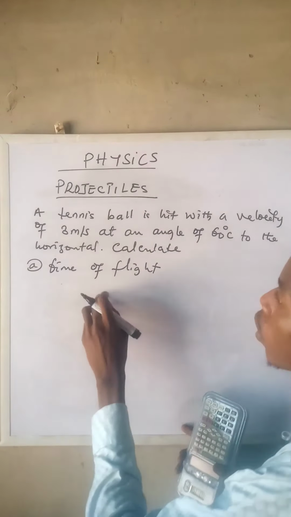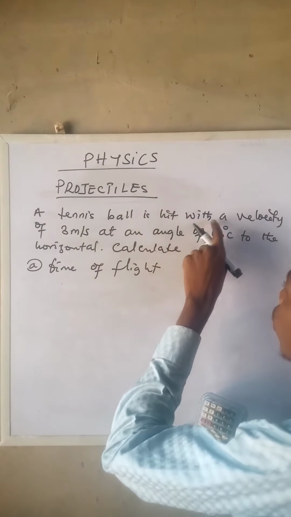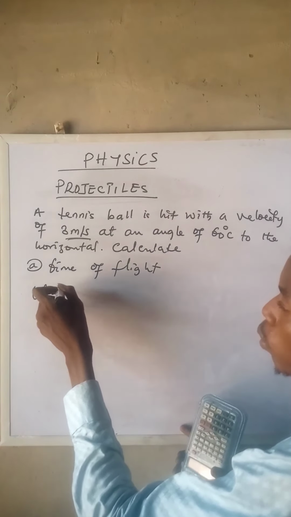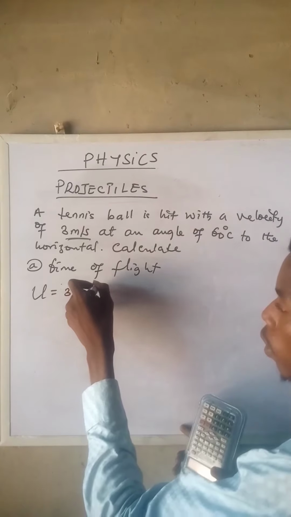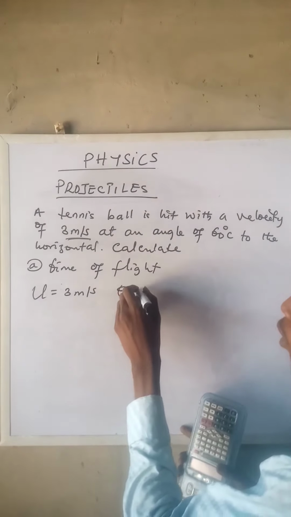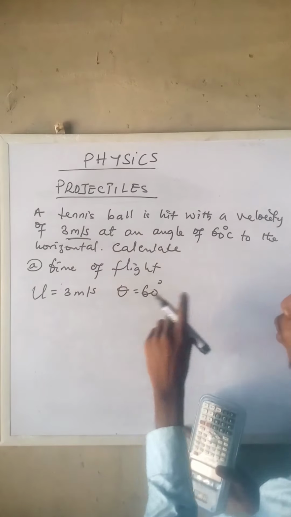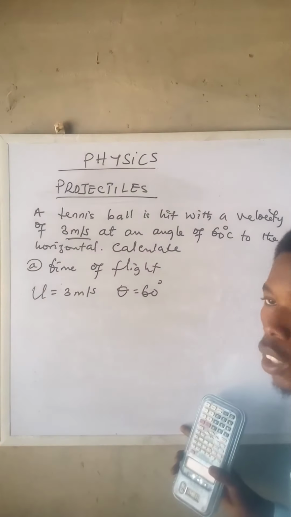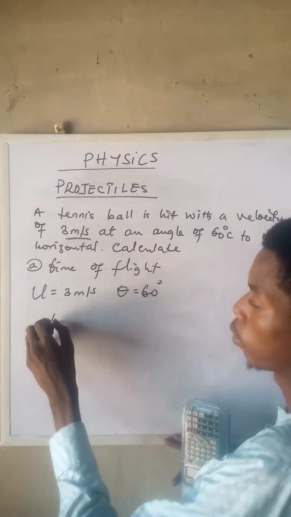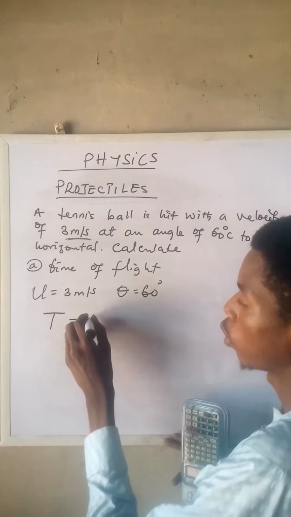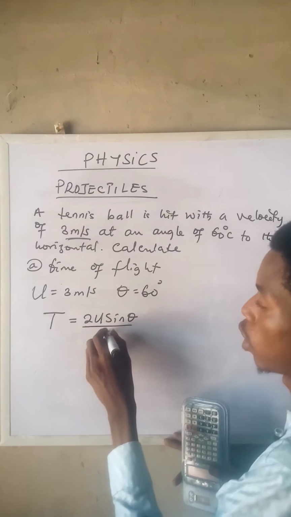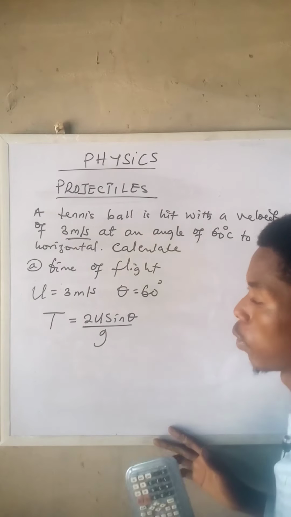So let's see. A tennis ball is hit with a velocity of 3 meters per second. So that means the initial velocity u equals 3 meters per second at an angle of 60 degrees. So theta equals 60 degrees to the horizontal. Calculate the time of flight. So let's write the formula of time of flight. The formula is T equals 2u sine theta over g. So this is the formula of time of flight.